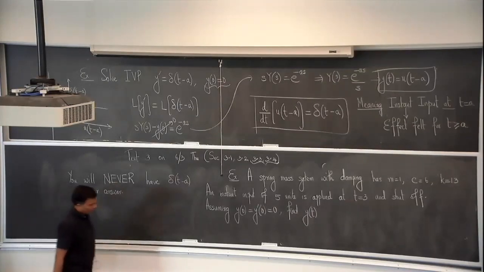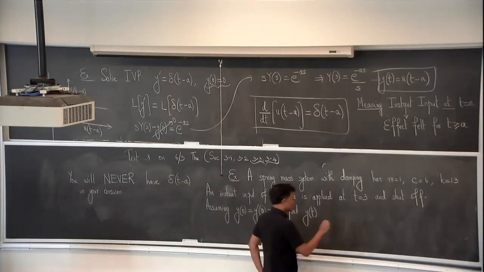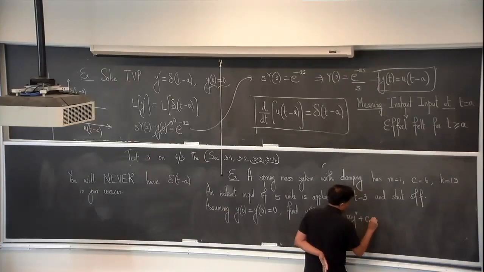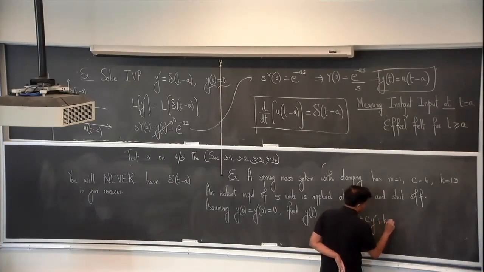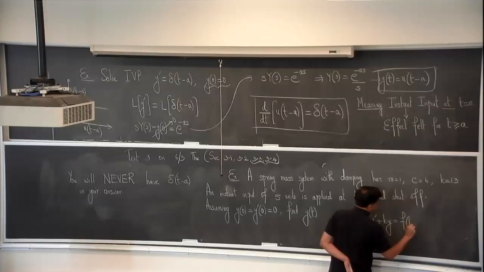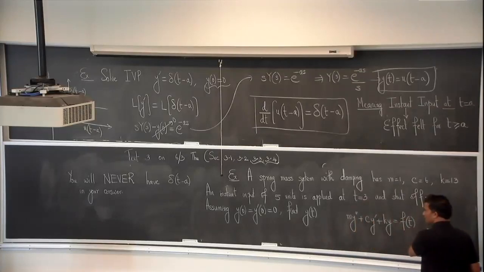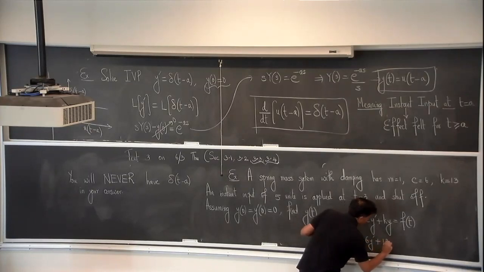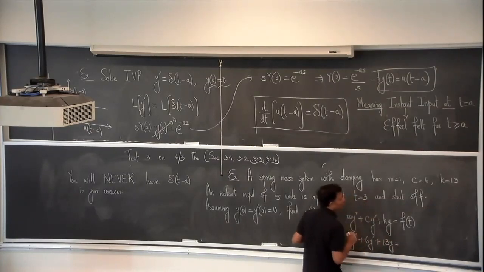So let's set up the equation first. I'm going to use y for displacement. So m y double prime plus c times y prime plus k times y equal to f of t. Okay. m, c, k, yeah. So it's going to be y double prime plus 6y prime plus 13y equal to f of t.